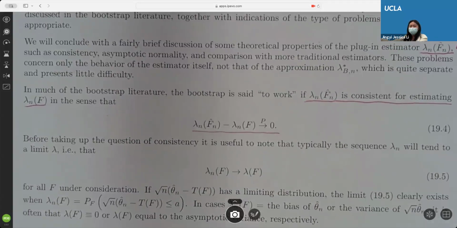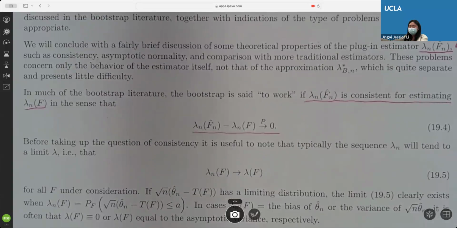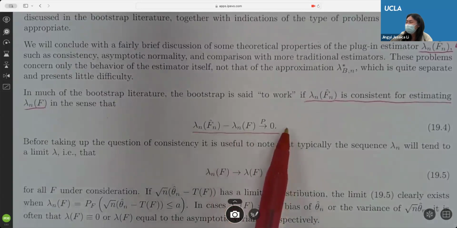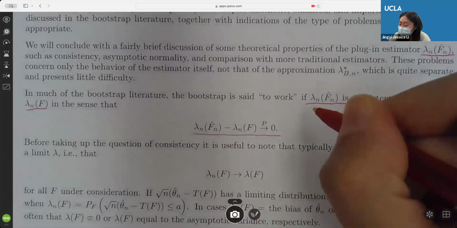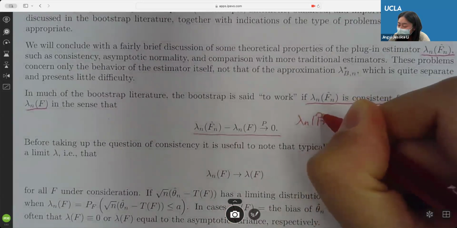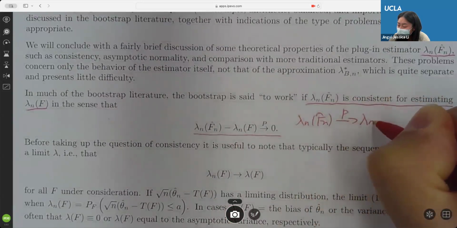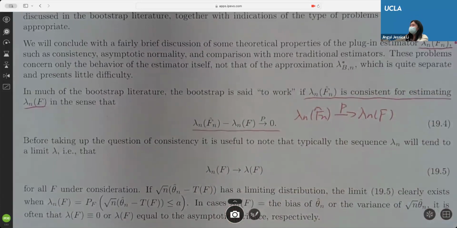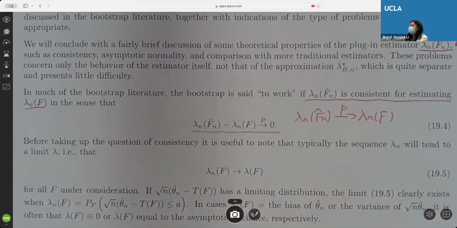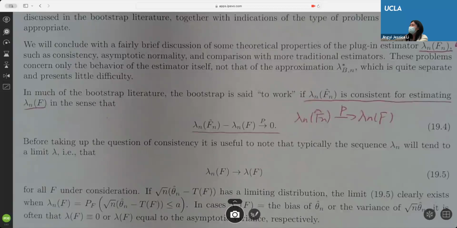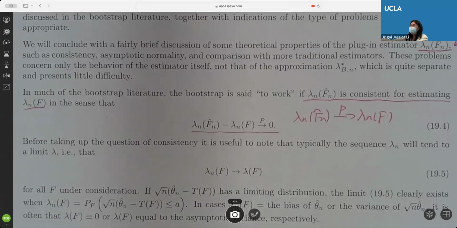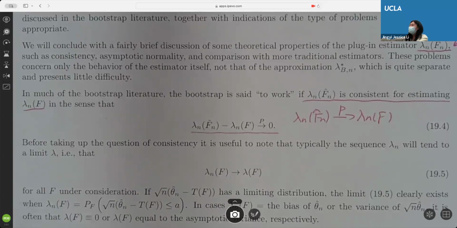So I have 2 questions for you to think about. First of all, why do we have lambda_n(F) on the left-hand side, not on the right-hand side? Why didn't we write it this way? Mathematical notation wise, why don't we write it this way? The reason is we shouldn't have n on the right-hand side. The right-hand side is the limit, right? It shouldn't involve n.